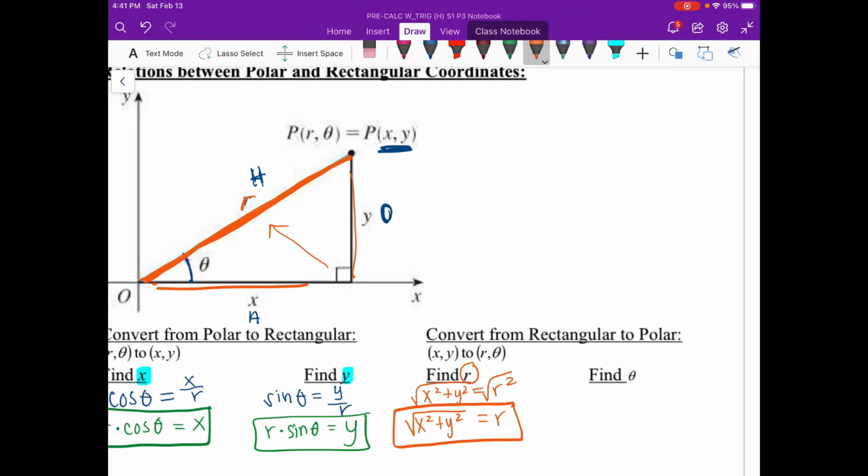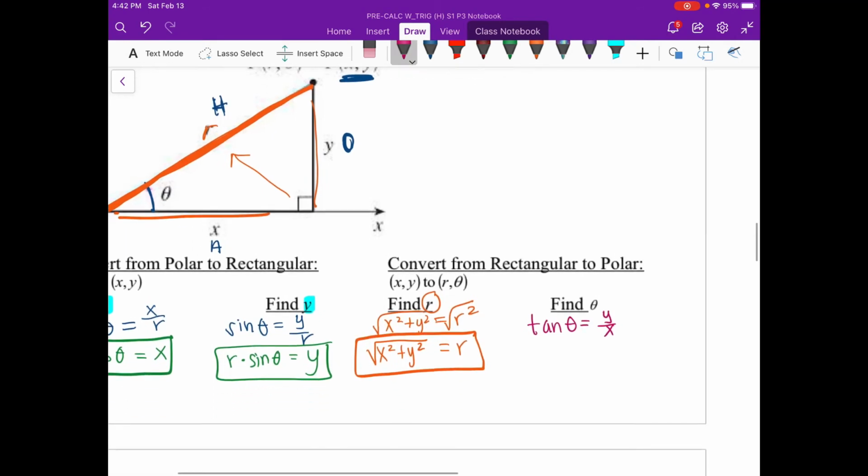And lastly, to find my theta, I have to use tangent. Tangent of theta is, in this case, opposite over adjacent, so y over x. The way that it appears on the golden ticket, it says arc tangent, because we're not just finding the ratio of tangent, we're actually asking where on the unit circle does tangent of whatever equal a given value. So you really need to know your tangents.